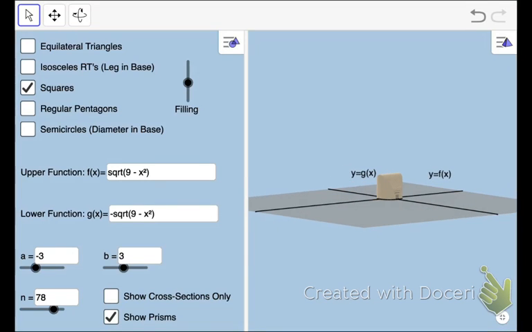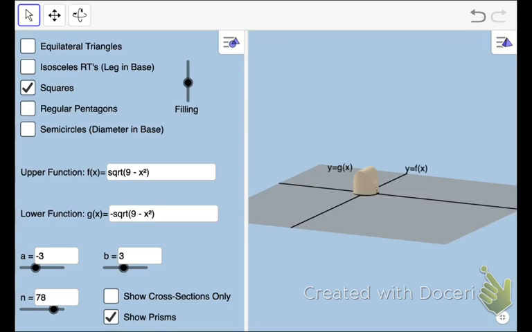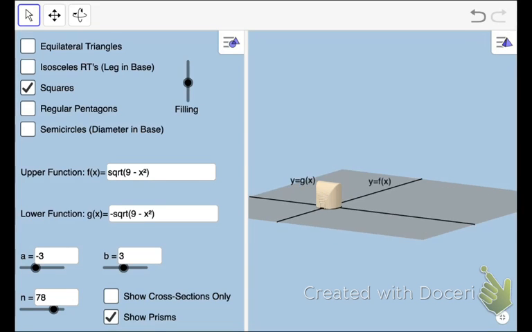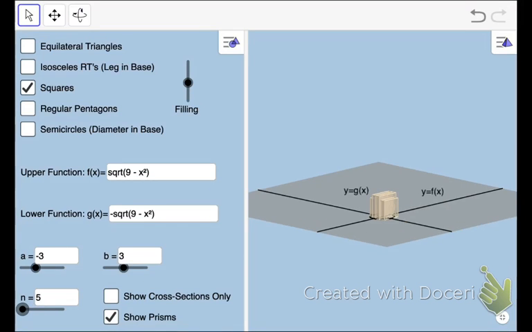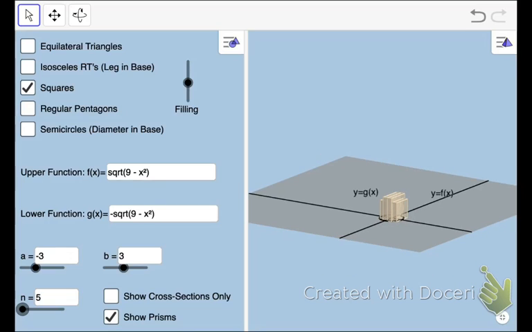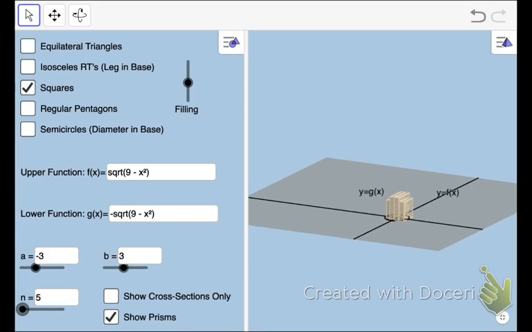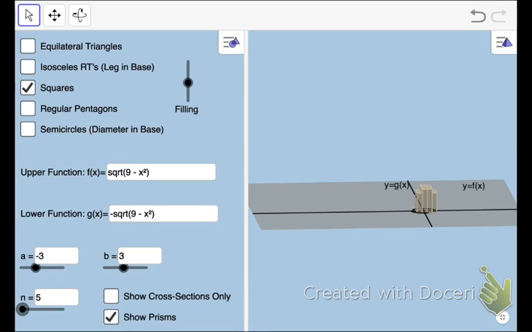So please notice a couple of things here. Let me go back. I guess it's just spinning. Let me go back a little ways on the n value. You guys see all the square cross sections? See them a little bit better? Yes? No? Okay.